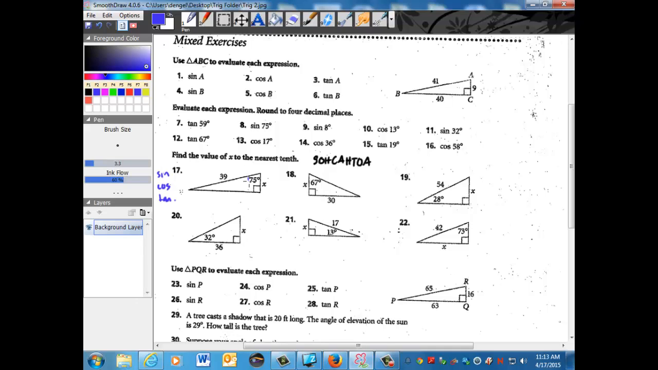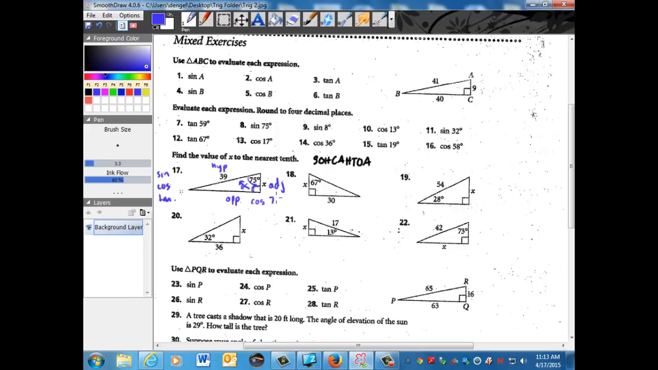So since we're given angle 75, I look at this side, and this side from angle 75 is the opposite side. And then side x from angle 75 is the adjacent side. And then 39 is always going to be the hypotenuse when it's opposite the box or our 90-degree angle. So this becomes our hypotenuse. So now that we have labeled this, it should be clearer to us that the trig function that we want to use is going to be cosine 75.